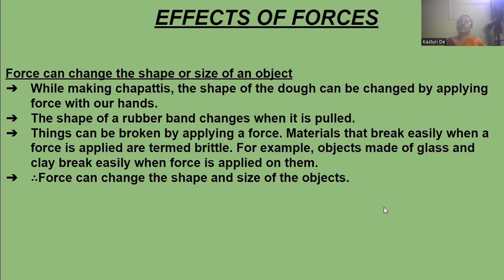Next, a force can change the shape or size of the object. How? For example, when we are making chapatis, the size and shape of the dough can be changed by applying force with the hands. It can be made more flattened by applying force with your hands. Then the shape of the rubber band changes when it is pulled. When you stretch the rubber band, the shape of the band will be changed.